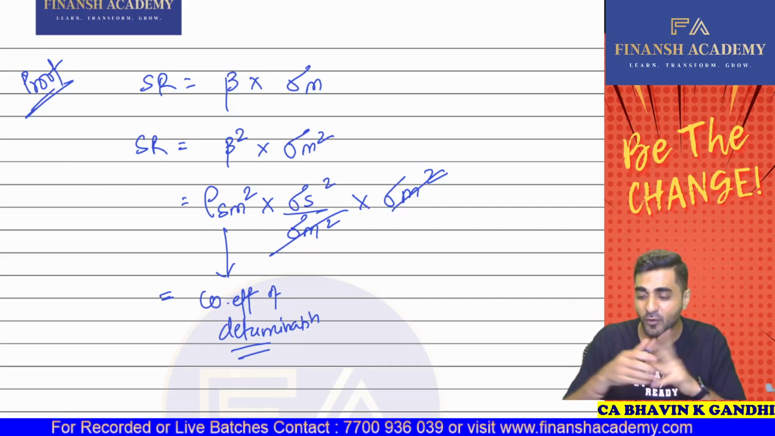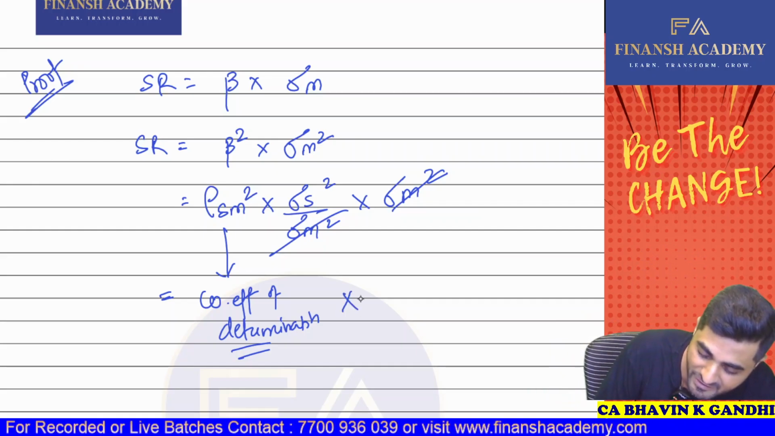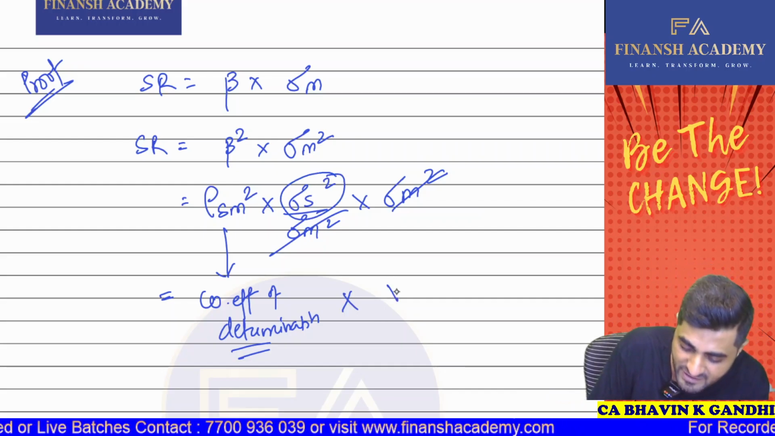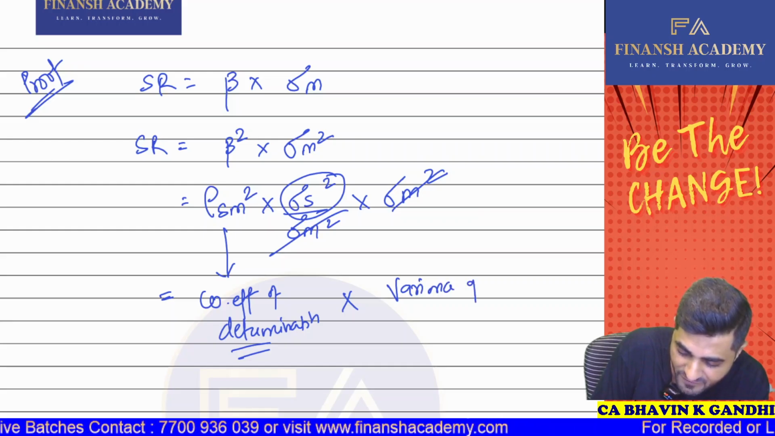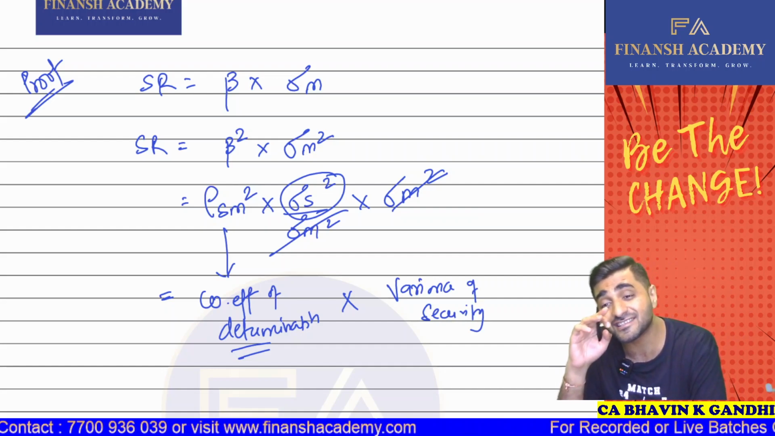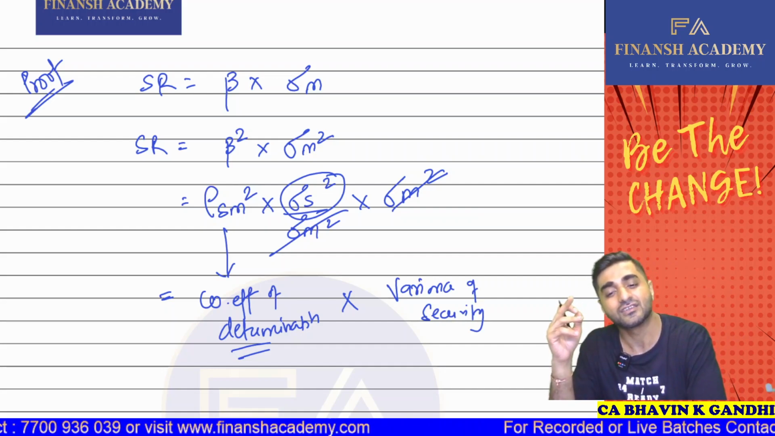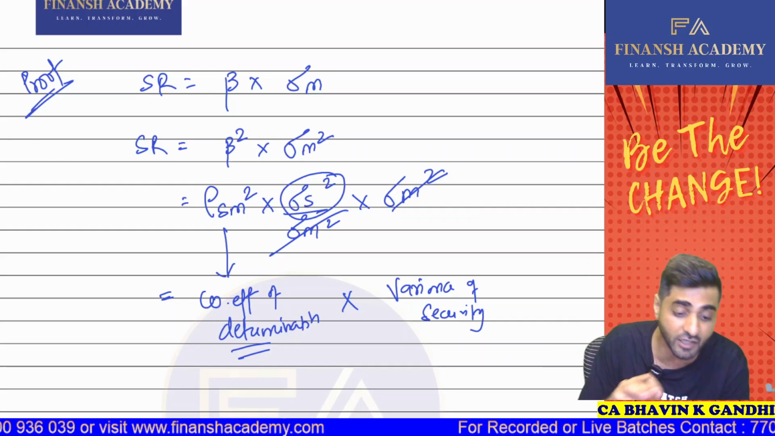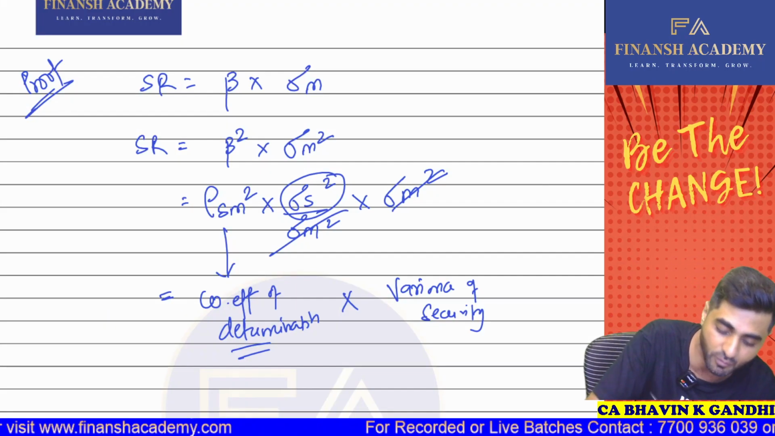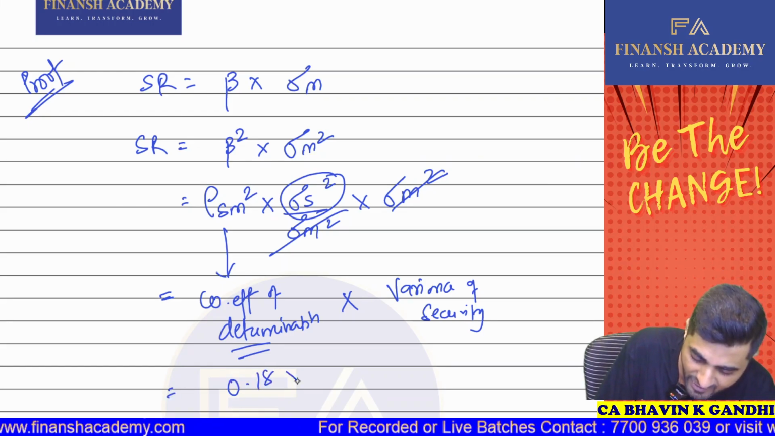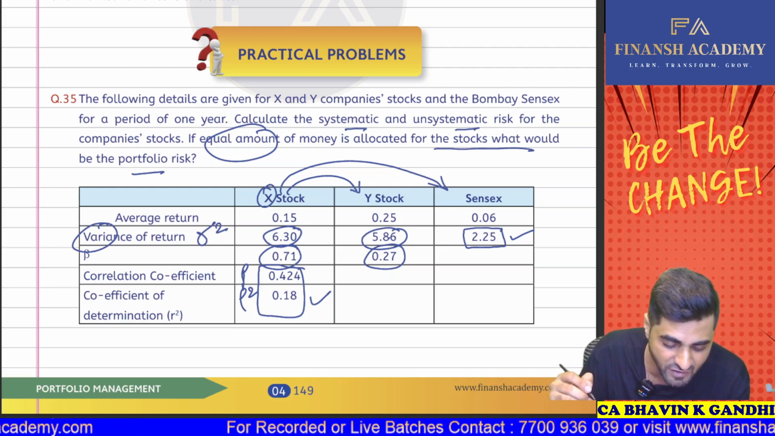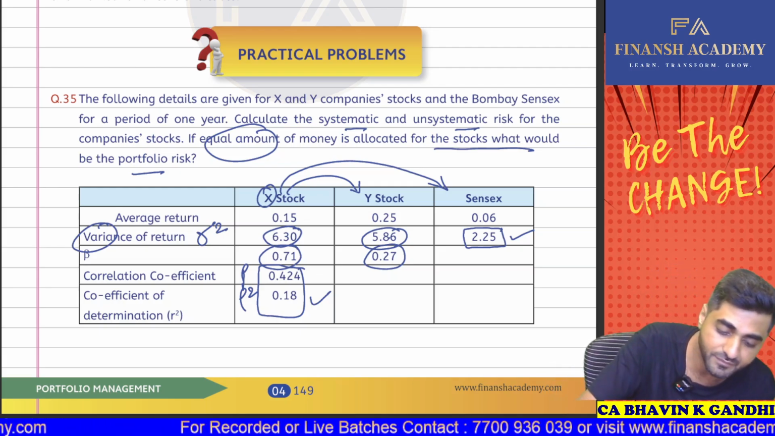Okay. So we have coefficient of determination, which I can multiply by the risk of a security, right? So this is nothing but variance of security. Now, why do I say variance of security? Because it is standard deviation of security square. So that's why we treat this as your variance of security. Now, what is the coefficient of determination? Just check. We have the coefficient of determination as 0.18, and I need to multiply this by your variance of security, and your variance of security is nothing but 6.3.